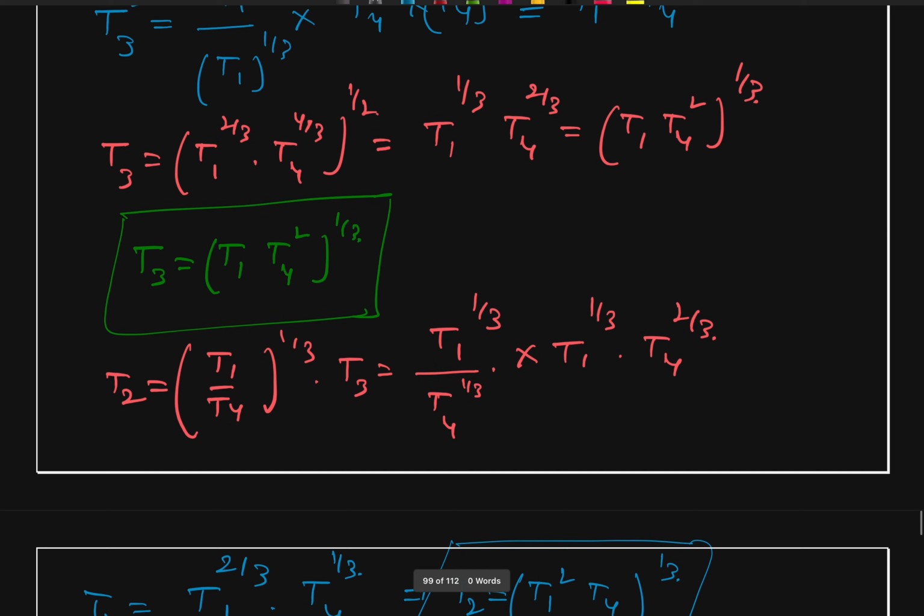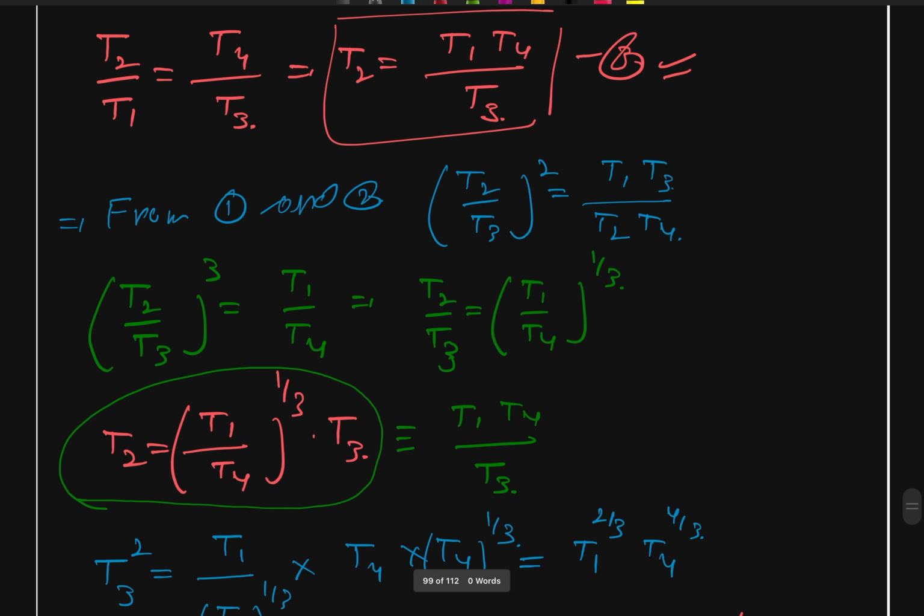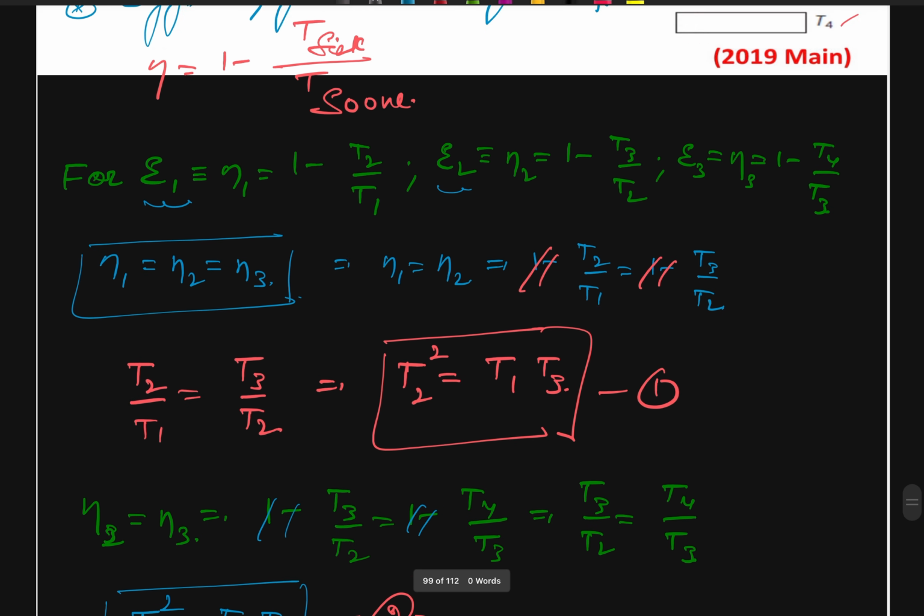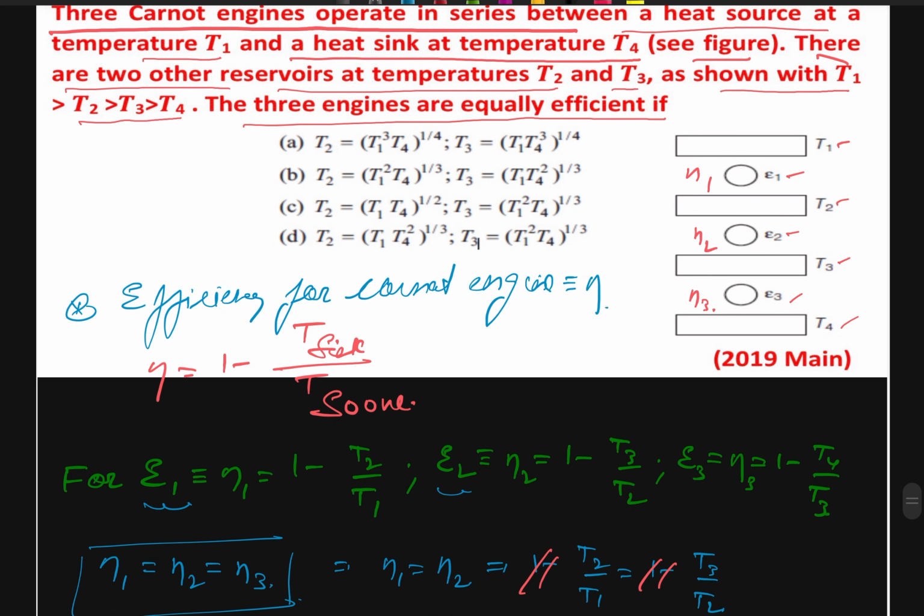So we have our T2 and T3, and our T2 is T1 square. T1 square is only this one, so this is the correct one. Option B is correct. T3 is our T1 and T4 square. So option B is correct.